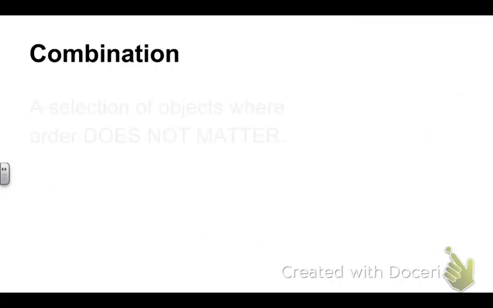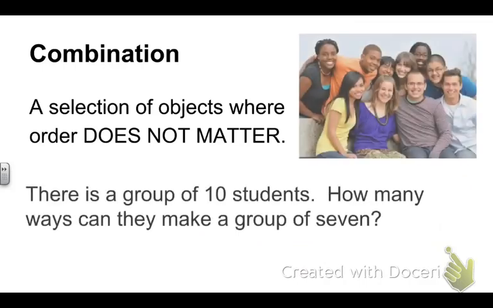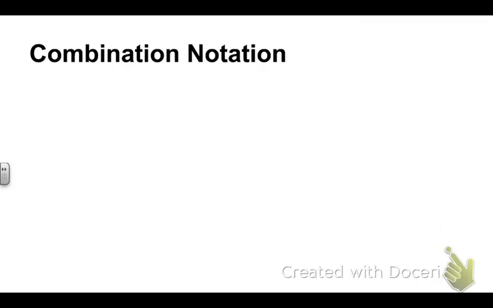Now, a combination, the selection of objects where order does not matter. There's no places. So, for example, there's a group of 10 students. How many ways can they make a group of 7? They just need to break 7 of them off and go sit at a table. It doesn't matter where they sit at the table, it's just a group of 7. How many different groups can you make? So now, just like the permutation, combination has a certain notation formula, and it looks pretty much the same. The only thing that's being added is that r factorial in front of it.